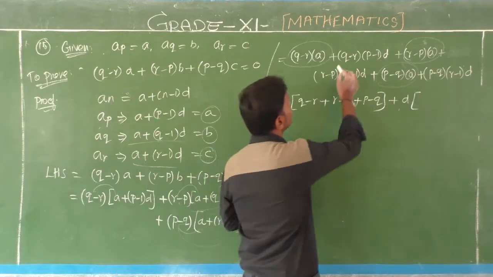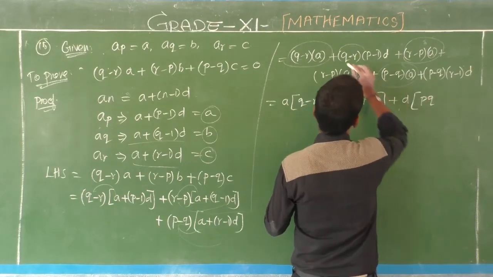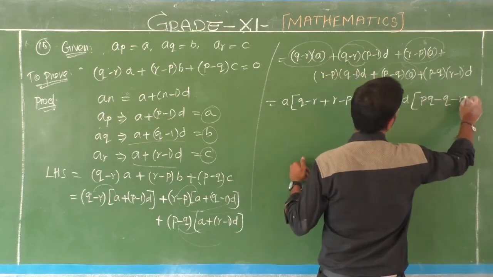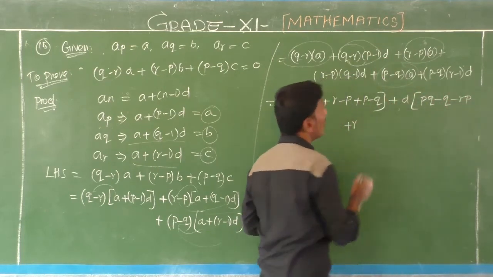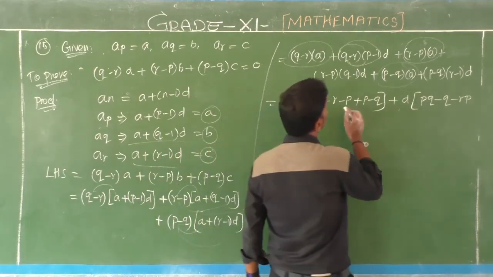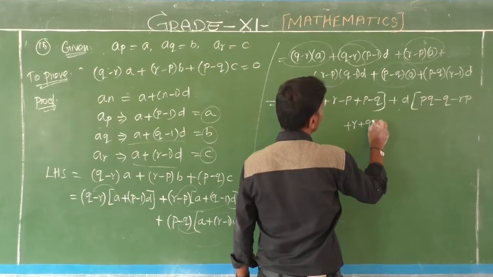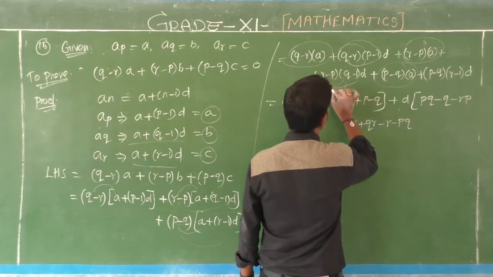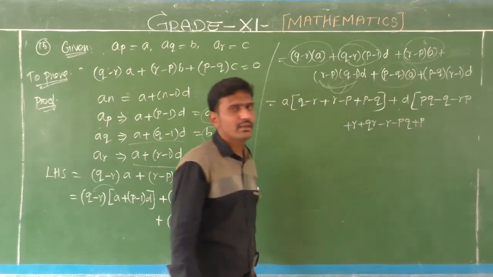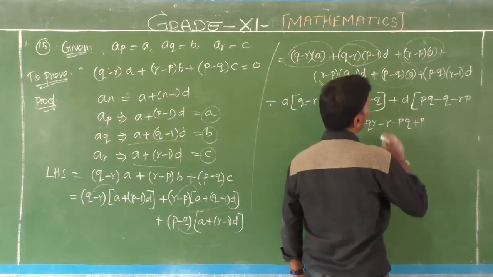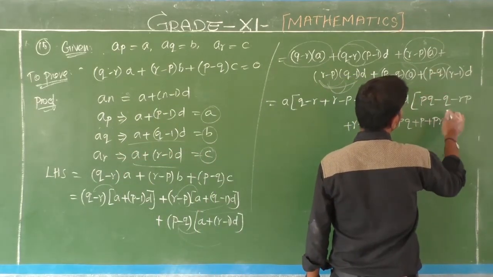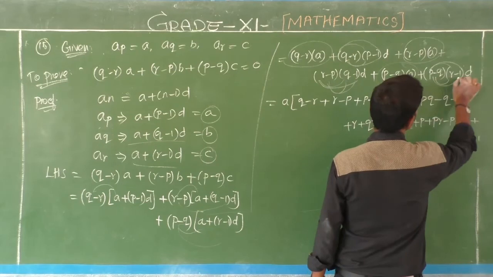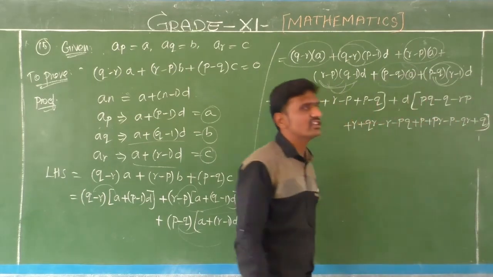P into q is pq. Then p into q into minus 1 is minus q, minus r into p is minus rp, minus into minus plus r. Then next r into q is qr, plus qr, r into 1 is minus r, then minus p into q is minus pq, minus into minus plus p. Then find the third bracket of c. P into r is pr, plus p into 1 is minus p, q into r is minus qr, minus into minus plus q.